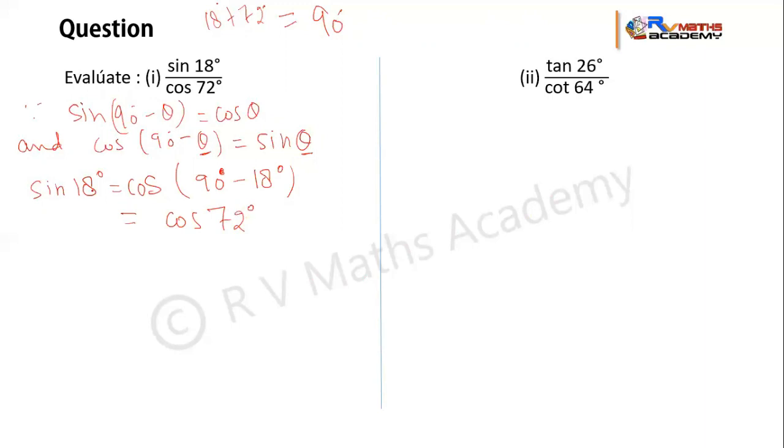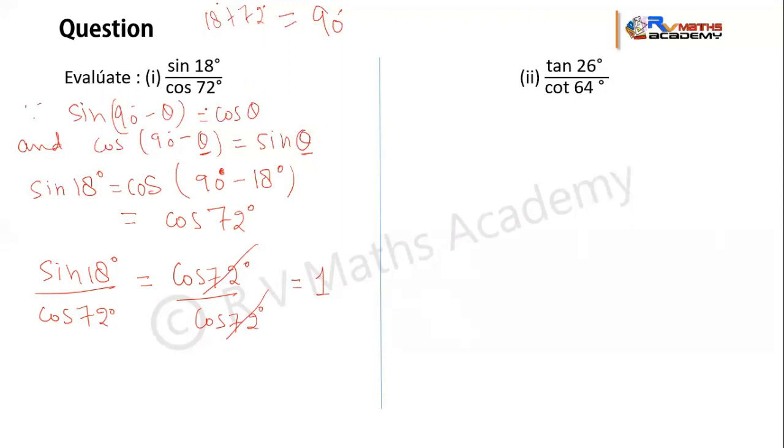Now we have to put the value of sin 18 degree in our expression. So sin 18 degree upon cos 72 degree is equal to, now put the value of sin 18 degree, which is cos 72 degree, upon cos 72 degree. If you cancel out, you will get 1. So the value of this expression is 1.